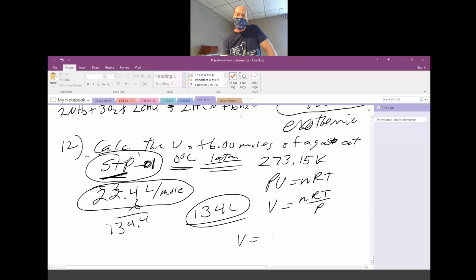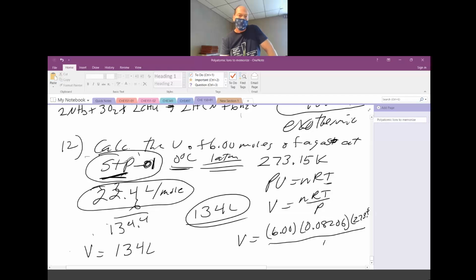They say 6 moles, so you put in your 6 moles. The R value for PV is equal to nRT is always 0.08206. And you have to know your temperature at STP is 273.15. And then you divide that by the 1 atmosphere. And so that again will give you 134 liters.